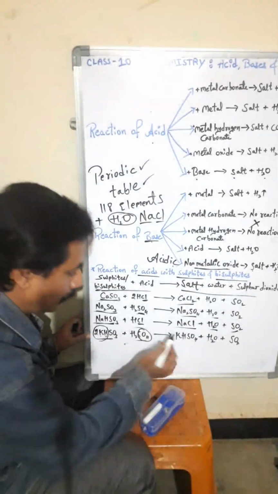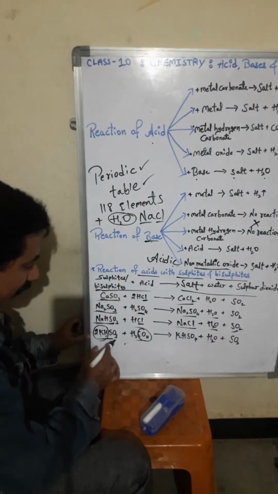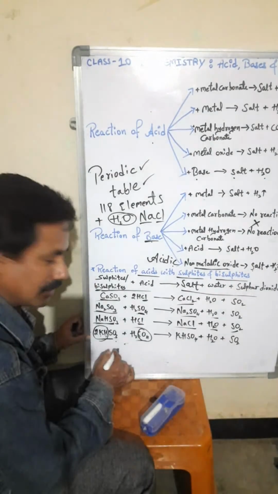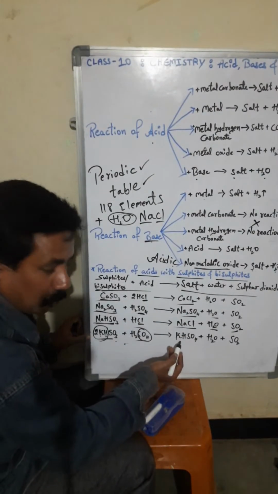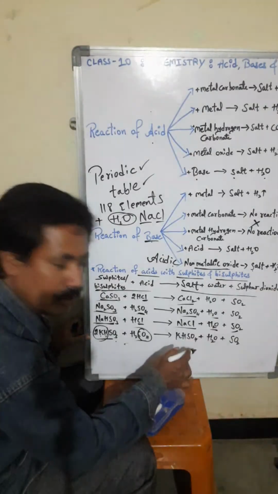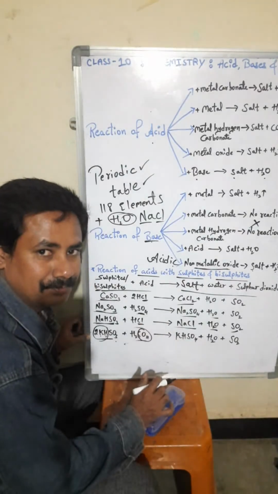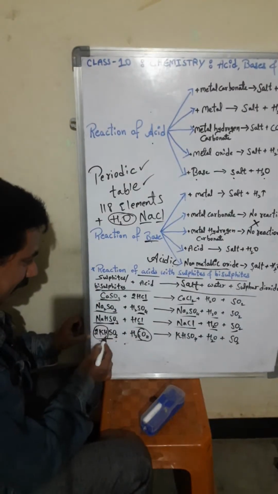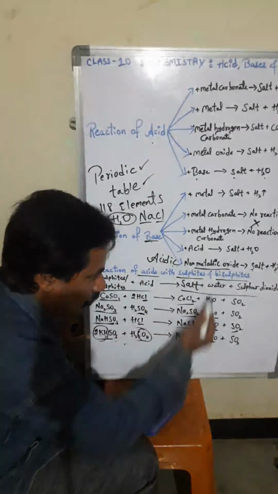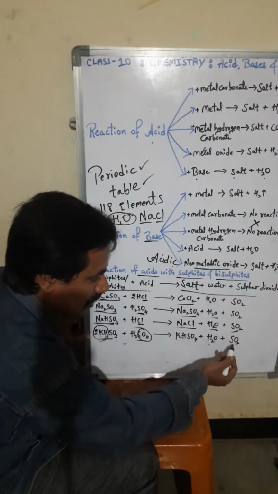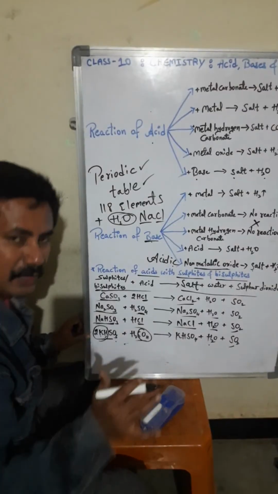KHSO4, potassium hydrogen sulfate. This is sulfite, SO3 is there. Which salt is forming? Potassium hydrogen sulfate, or potassium bisulfate. Here potassium bisulfite, here potassium bisulfate, plus water as usual, plus sulfur dioxide. Is it clear, students? Are you getting?